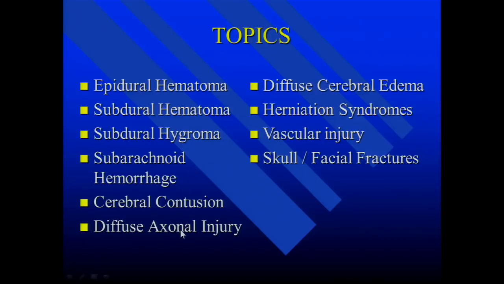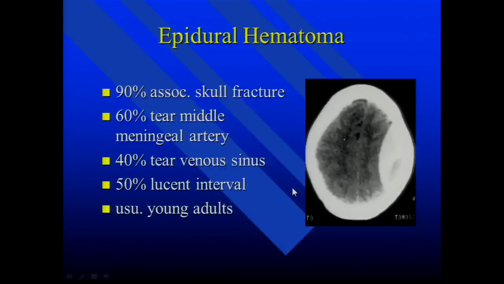And then the intraparenchymal neoplasm, cerebral contusion, and DAI. Okay, and again, people use these words interchangeably, and actually they're very different entities, and we'll talk about why. And then subsequently, the results of these hemorrhages that can result in diffuse cerebral edema and herniation of the brain. And then finally, if we have time, we'll finish off with vascular injury and fractures. Okay, so very quickly, let's go through this in 10, 15 minutes.